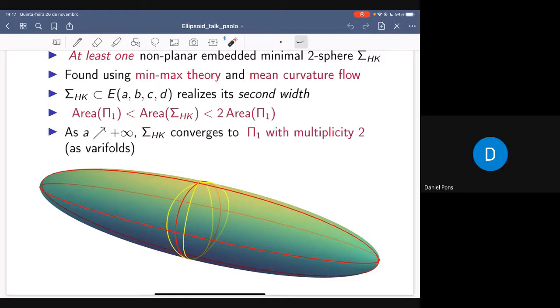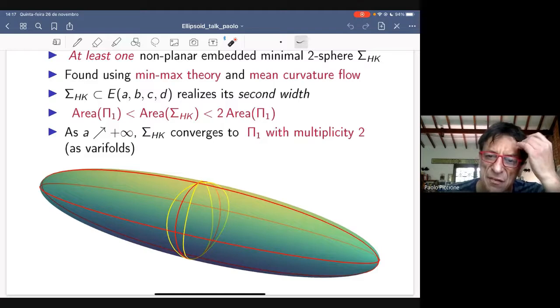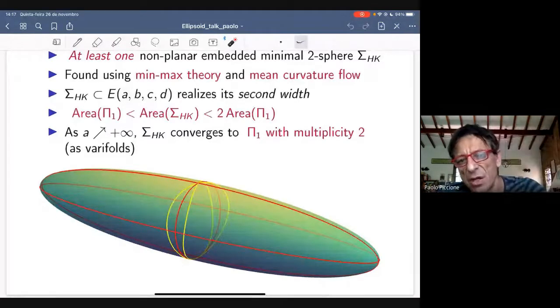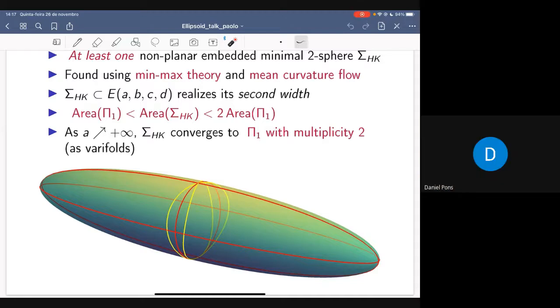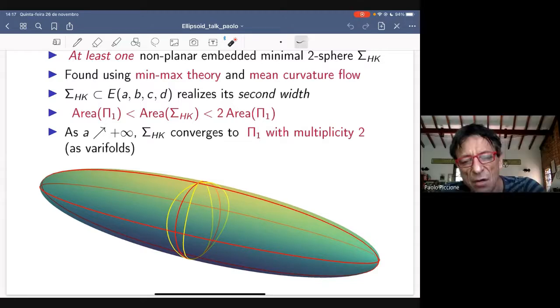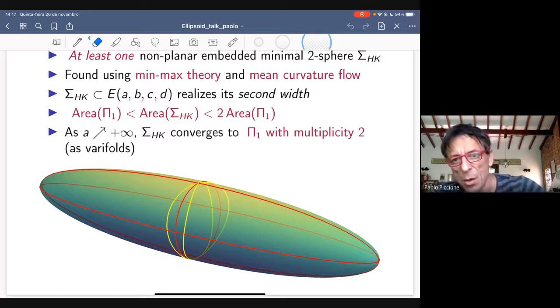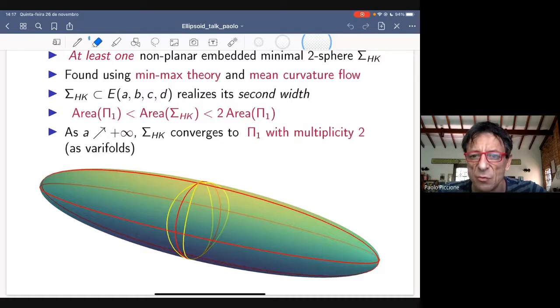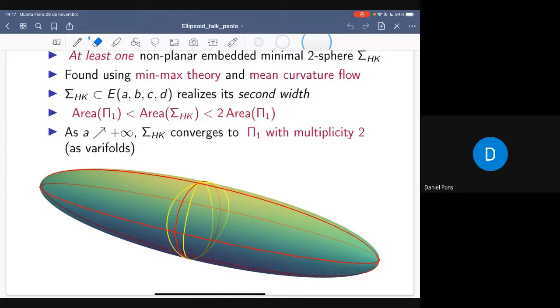Do they only say A is big enough, or do they give some number for A? No, they don't estimate A. They just say that it's for large A. But we have an idea of how to estimate this A. Maybe this will... That's important. Yeah. Okay. Thanks. Yeah.